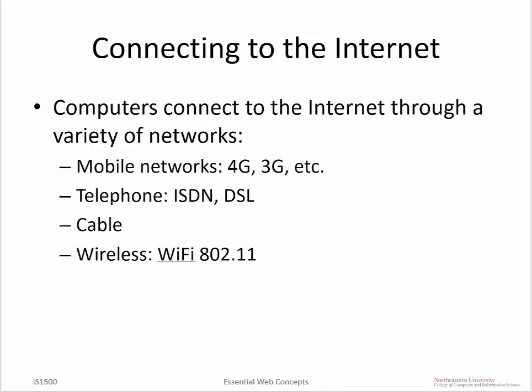Well, you need to connect to the internet through a network. So you need to have some physical connection to that network. And there's a number of different possibilities for this. You can use a mobile network. Typically that involves using 4G, 4G LTE, 3G, and so on. And in order of speed, 4G LTE is the fastest, followed by 4G, followed by 3G.